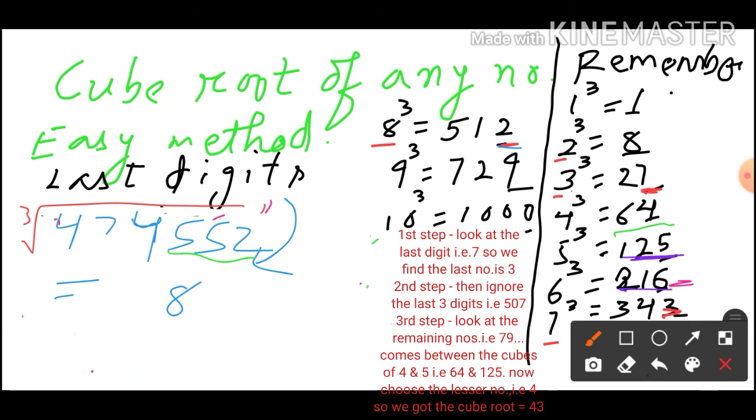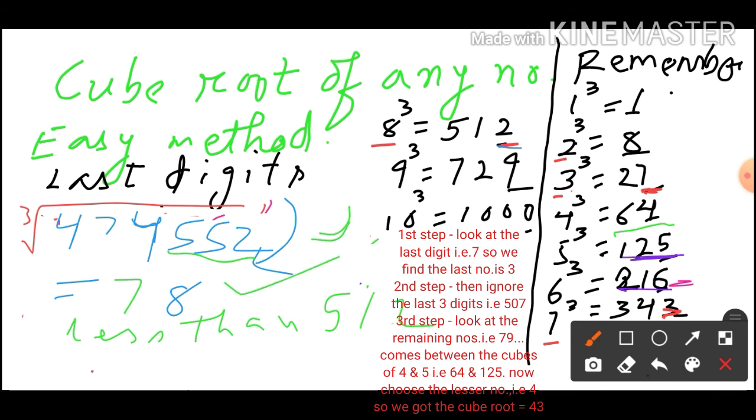Now we have to completely ignore 552. Now what else have you got? You got 474. Now look at where it comes. 474 comes between 343 and 512. So which one is less? Yes, 343 is less. So you got 7. So the cube root of 474,552 is 78.